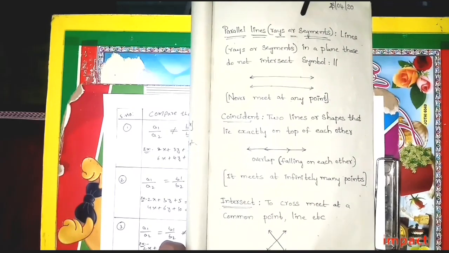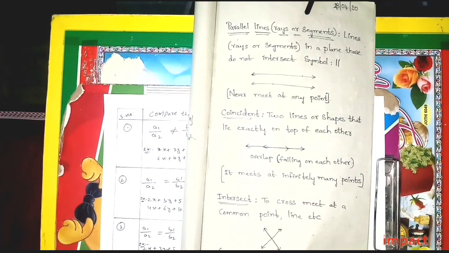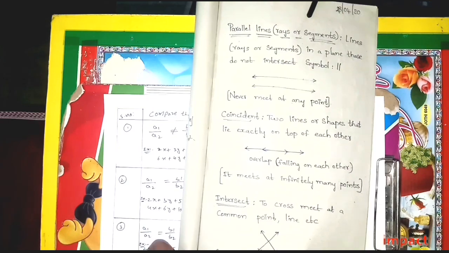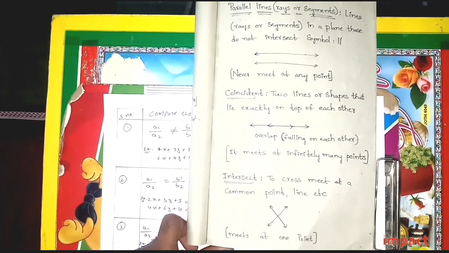Next, what are intersecting lines? Two lines cross and meet at a point, a common point. There will be a common point for the two lines. That means two lines which meet at a point are called intersecting lines. They meet at only one point.